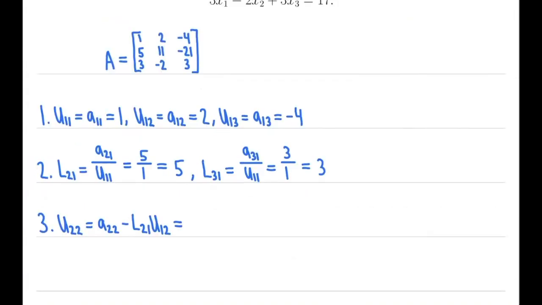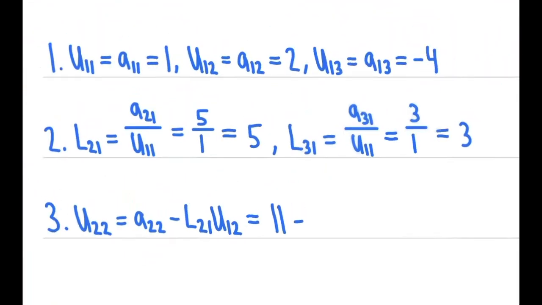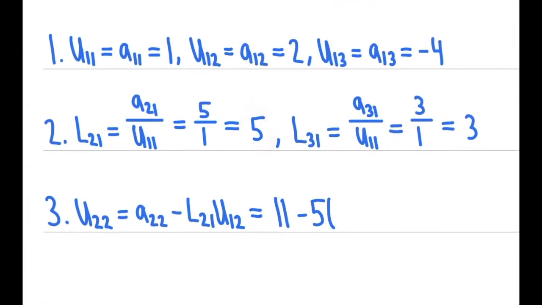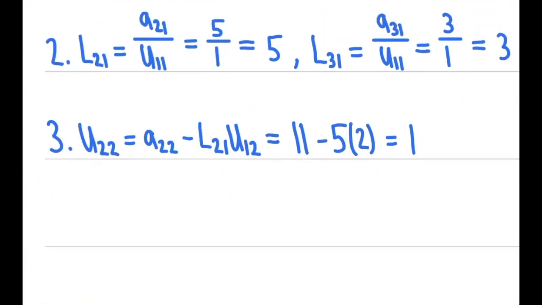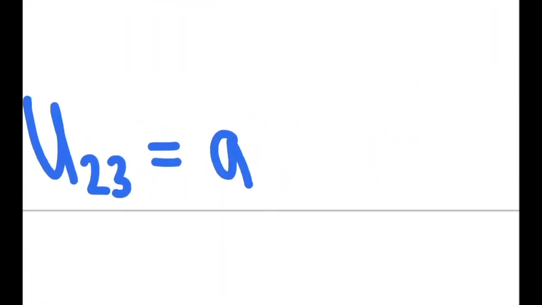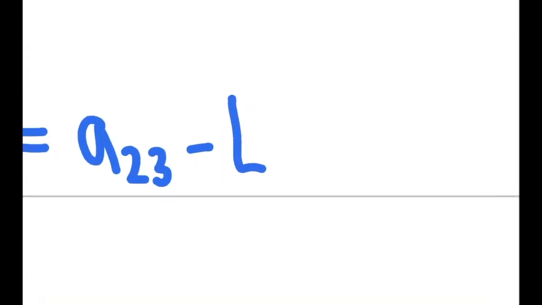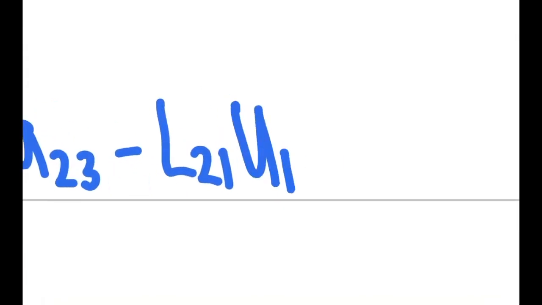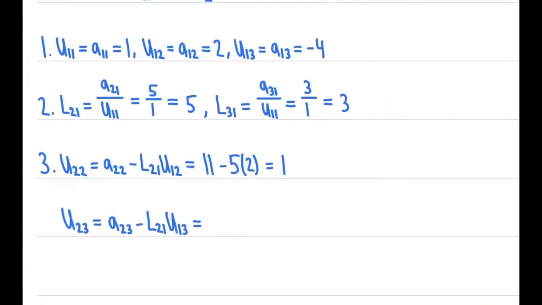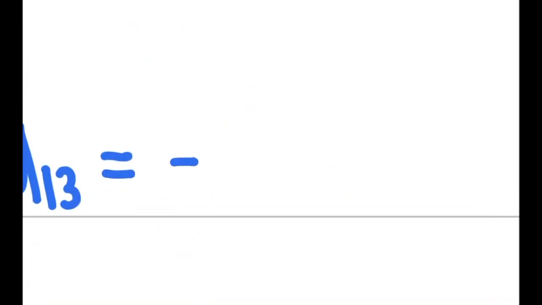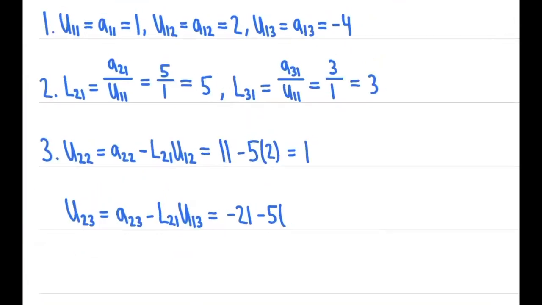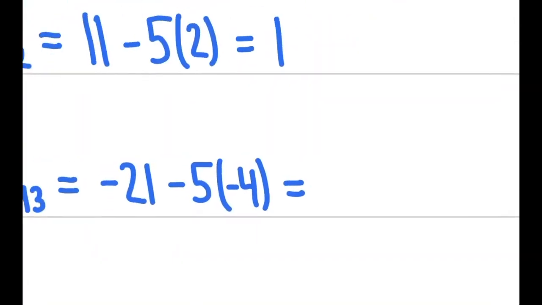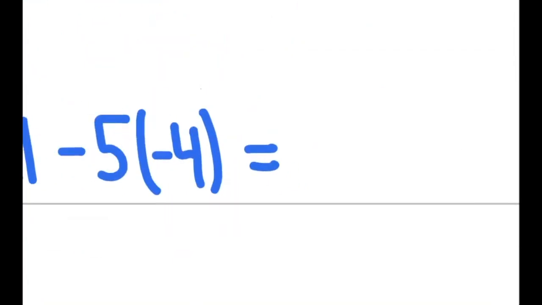A22 is 11. So we have 11 minus L21, which we just did, that's 5, times U12, which is 2. So we have 11 minus 10, that's just 1. And now let's find U23. That's just A23 minus L21 times U13. A23 is negative 21, L21 is 5, and U13 is negative 4. So that's negative 21 plus 20, which is negative 1.